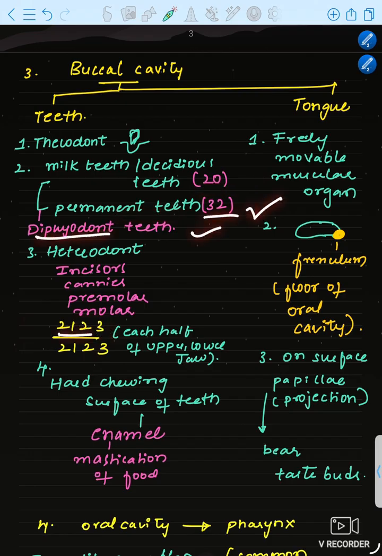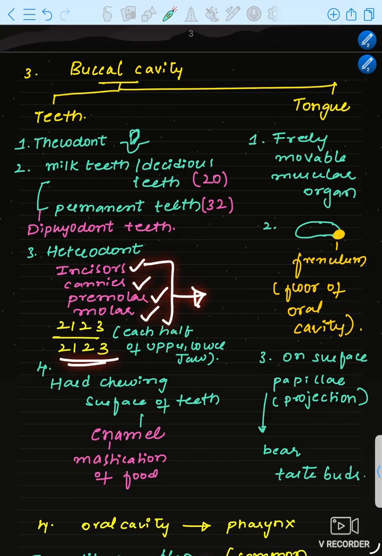That's why diphyodont. And next, heterodont means, I already told you, different types of teeth are present. That is incisors, canines, premolar and molar. So this is a dental formula. Never forget it. 2, 1, 2, 3. Each half of the upper and lower jaw.